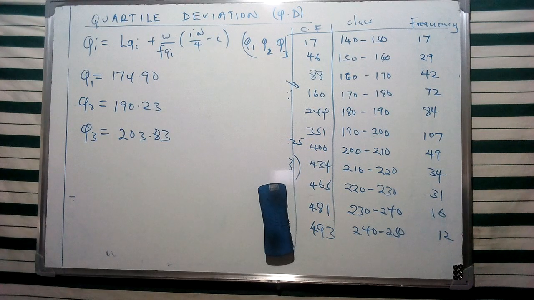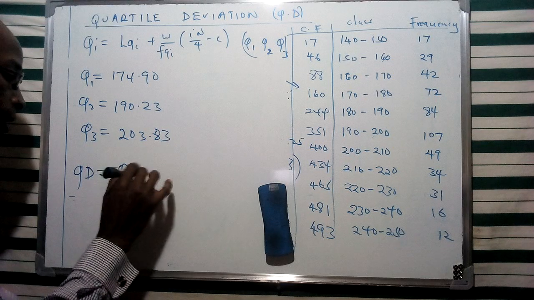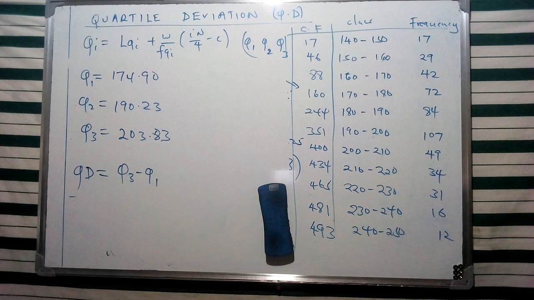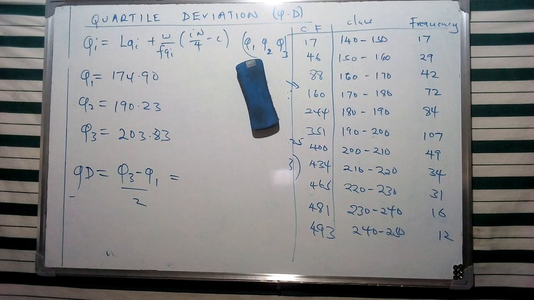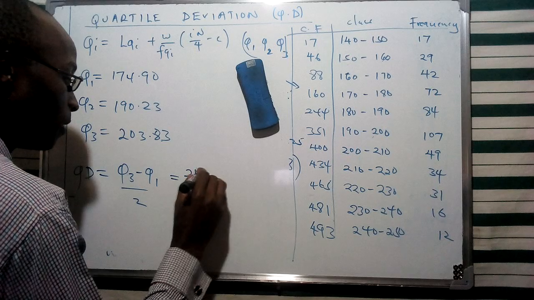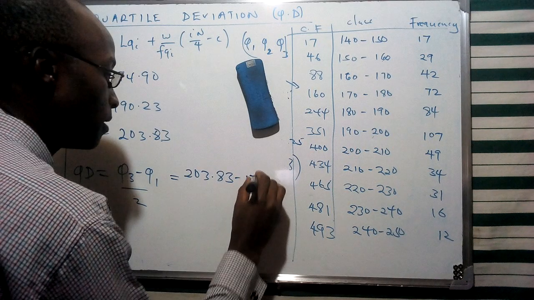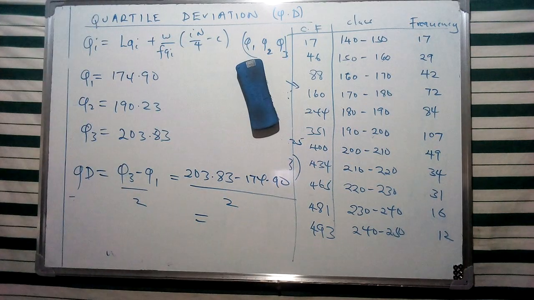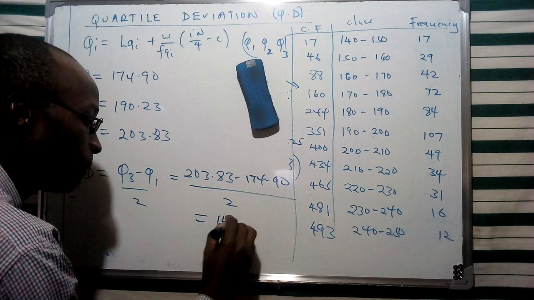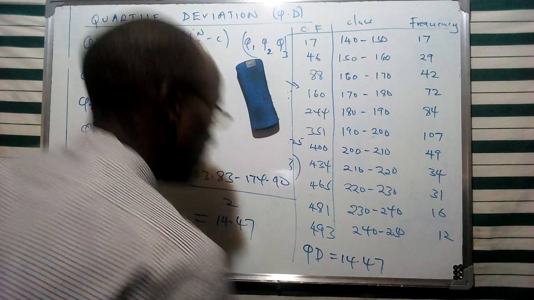Now, from the previous formula given for finding the quartile deviation, I said the quartile deviation is the difference between Q3 and Q1, all over 2. So from the above values, I'm going to substitute 203.83 minus Q1, 174.90, all divided by 2, and my quartile deviation is going to be 14.47. So the QD is 14.47.